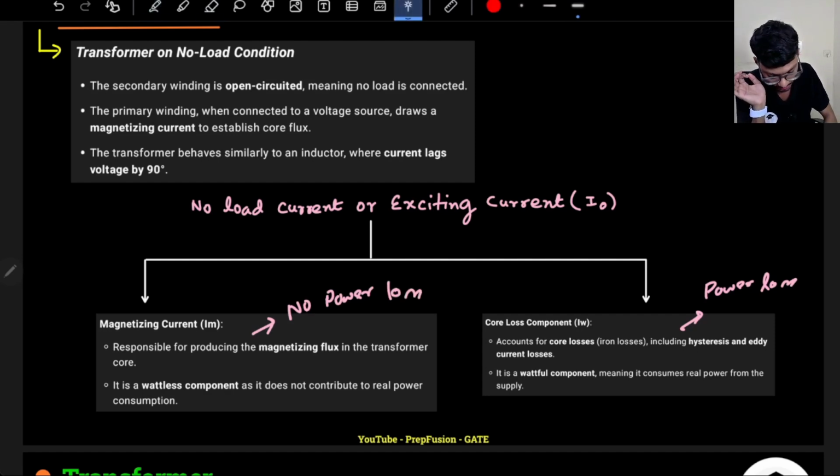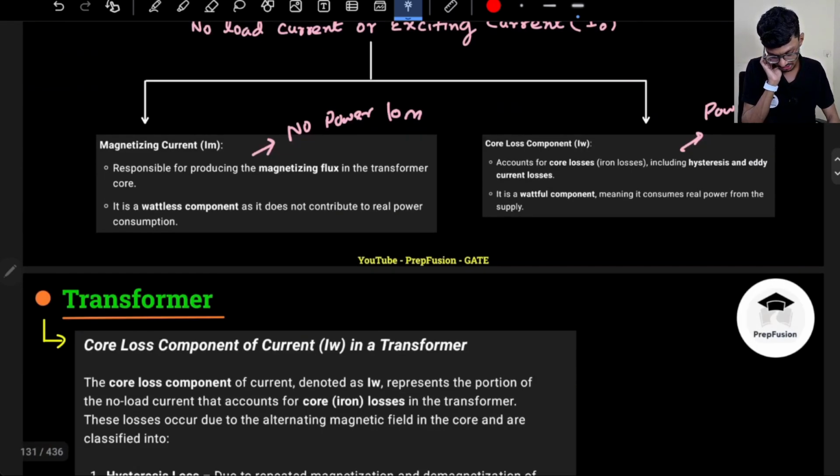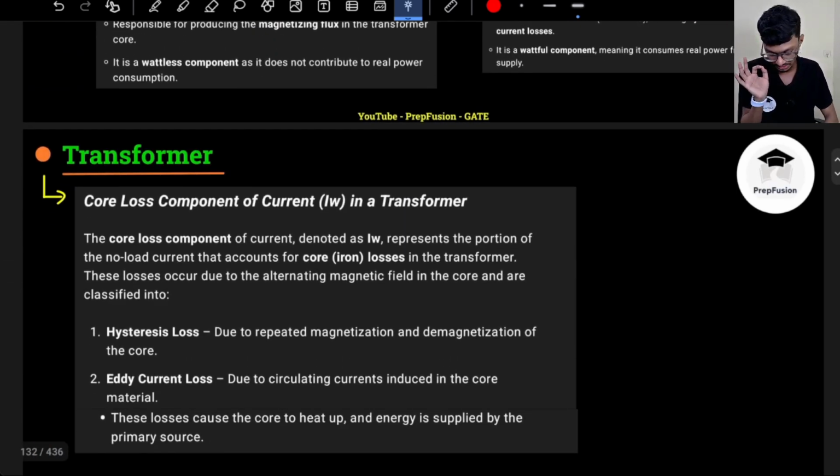So that's why this component is called the wattless component, because there is no power loss here. The current that I needed was used to generate the flux. There is no power loss there, but there is power loss here. That's why this one is called the watt-full component. We will discuss why this occurs when we discuss losses.